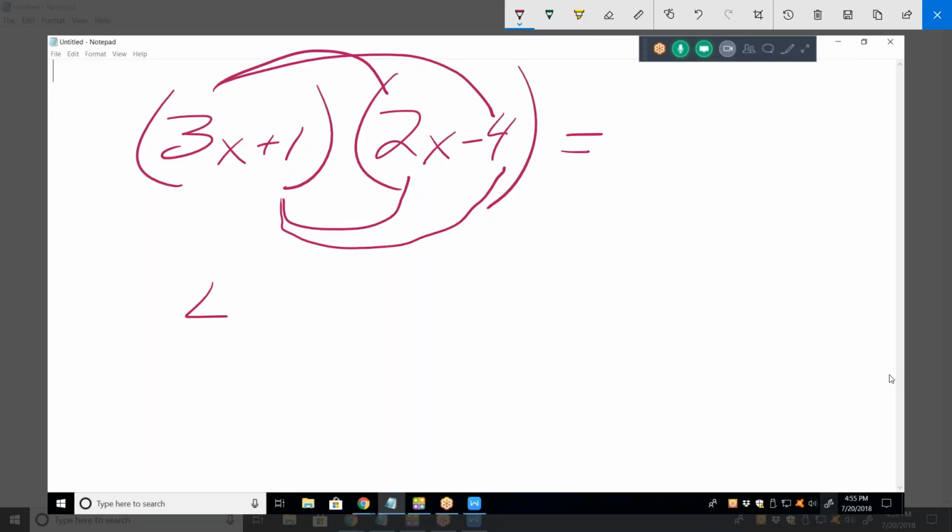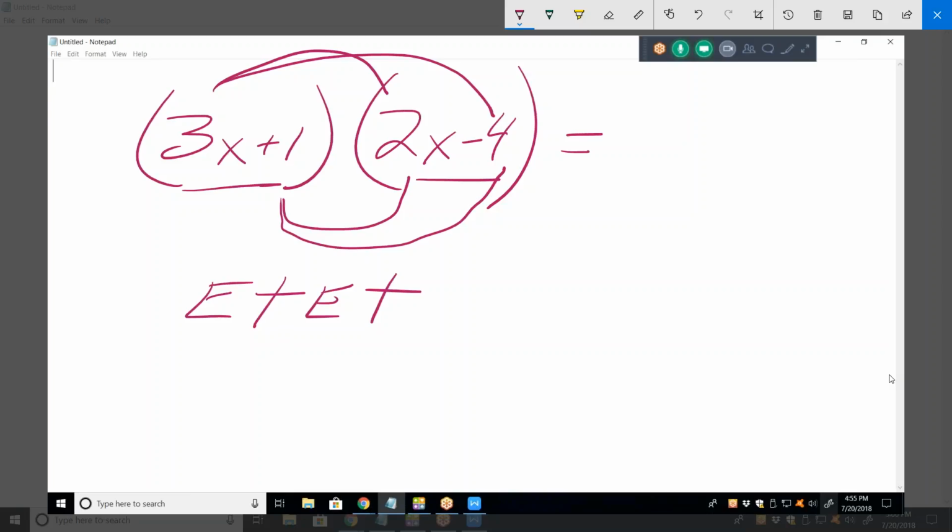So I actually call it ET, which works even if there are 3 terms in one of these. In other words, FOIL only works when this is a binomial and that's a binomial. As long as you're multiplying one binomial by another, then FOIL works fine. FOIL stands for first, outside, inside, last. But ET, that's exactly what I did. I did first, outside, inside, last. Okay? So what's the answer?